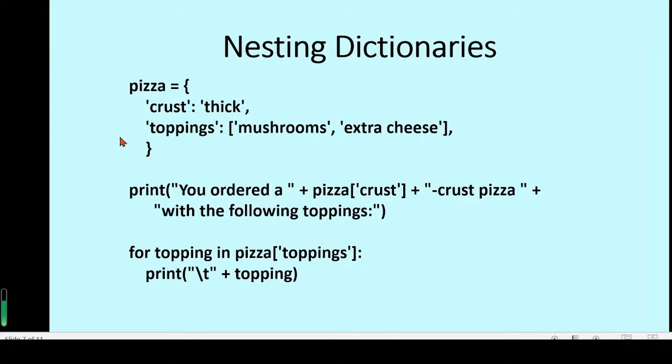So we make a pizza dictionary. Inside this dictionary there are 2 keys called crust and toppings. For the crust, there is only one value, but for the toppings there is a list of values. Next, we can print out information. You ordered the pizza's crust. You ordered this type of pizza with the following toppings. Then inside the toppings, print each topping.